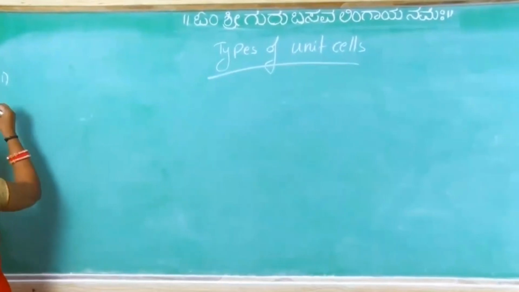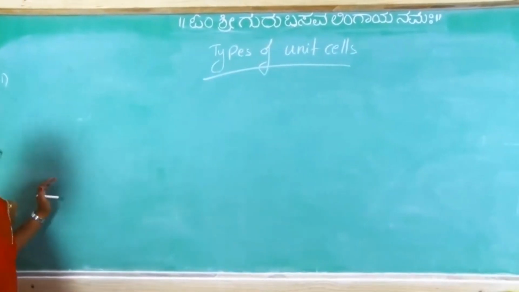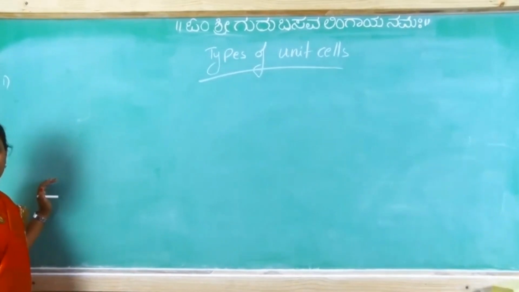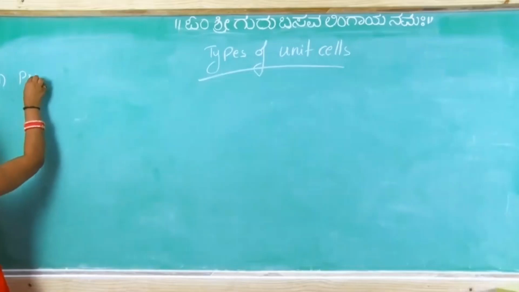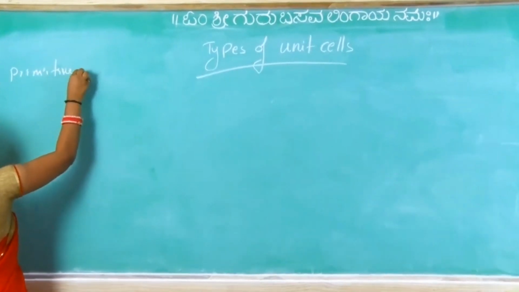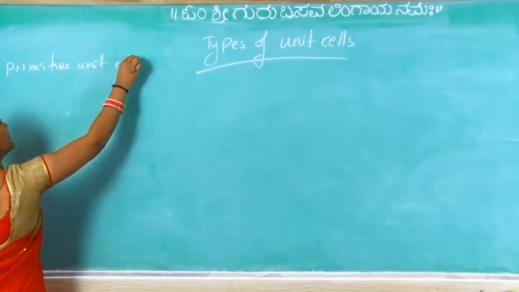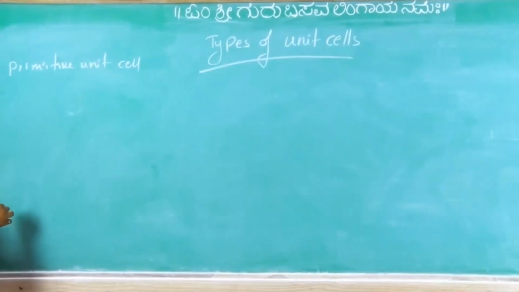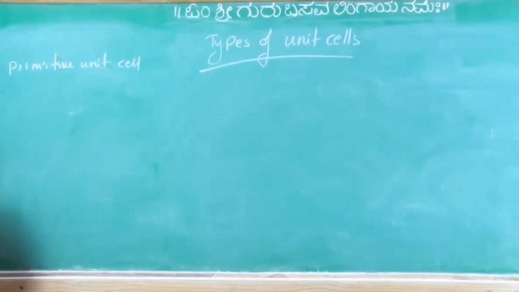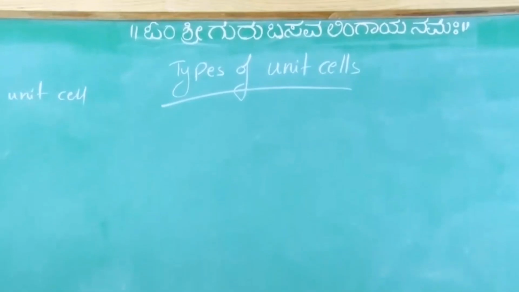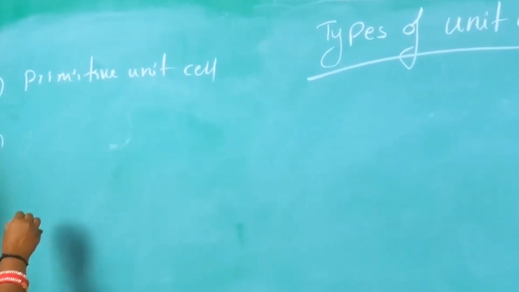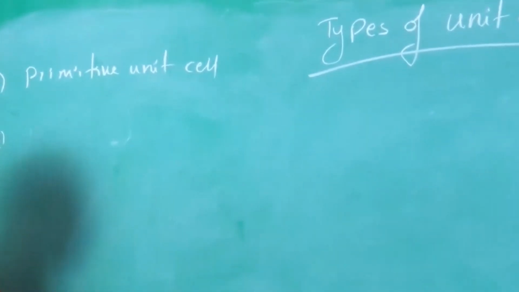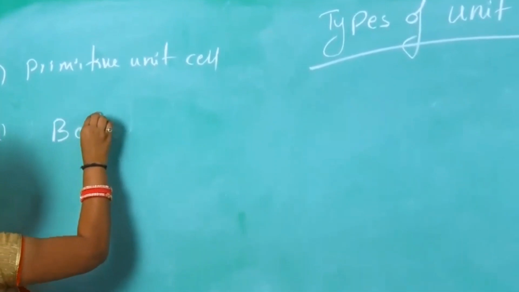Actually 2 types are there, primitive unit cells and centered unit cells. In the centered unit cell again 3, so total 4 types. So first one is a primitive unit cell. Second one, body centered unit cell, BCC.